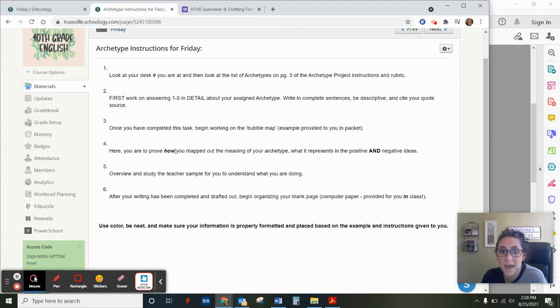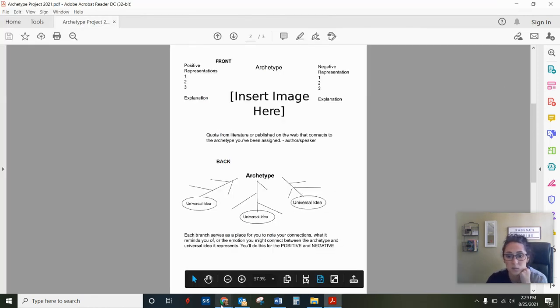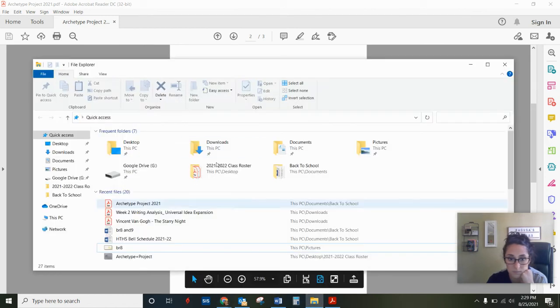Here, you are to prove how you mapped out the meaning of your archetype, what it represents in the positive and negative ideas. Five, overview and study the teacher sample for you to understand what you are doing. After your writing has been completed and drafted out, begin organizing your blank page computer paper, which I will have provided to you in class, and that is how you're going to start to put it together. So do the writing portion first, okay? It's going to make so much more sense in just a second when I show you the teacher sample.